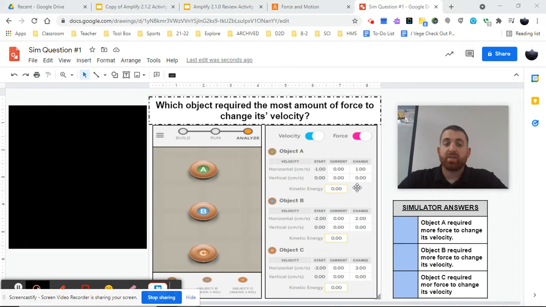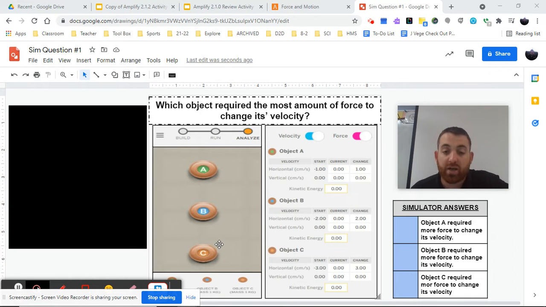Hey everybody, Mr. Regan here, and today we're going to be looking at using our vocabulary and key concepts to help us answer some questions that require us to apply them to some unique situations in our simulator. The simulator we're looking at today has three objects, object A, B, and C, and in our simulation we are on the Analyze page, and if you notice, our objects are not moving.